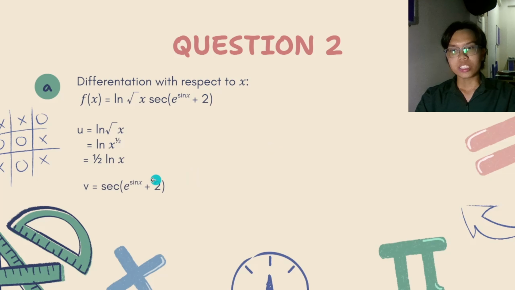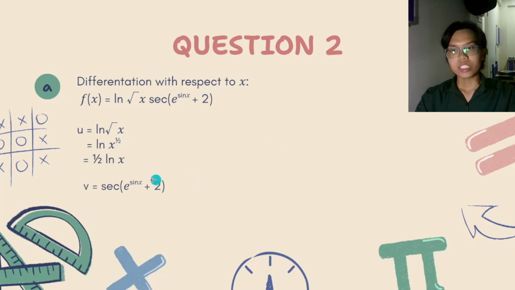Alright, moving on to question B. The question states differentiation with respect to x, and here is the question given. In this question, we have to use the quotient rule because it has a numerator and a denominator. So just like before, we have to find the value of u, which is 2x cubed, and the value of v, which is 1 minus tangent 3x.